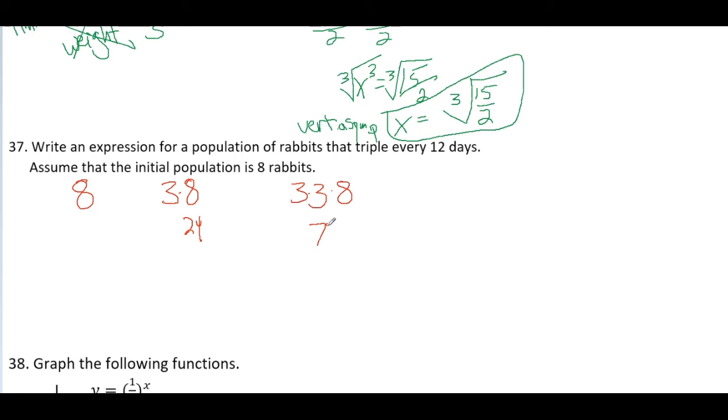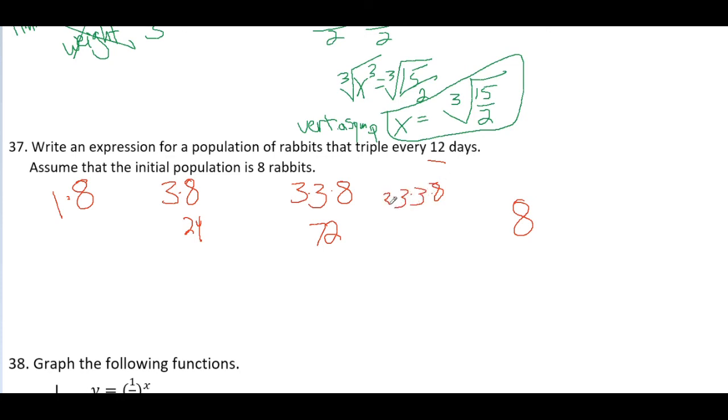Alright, we're all just getting an idea here. But does this happen after the first day? No, this doesn't happen until 12 days into it. It triples every 12 days. So it's going to be 8 rabbits, because it's always 8. First it's 8 times 1, and then it's 8 times 3, and then 8 times 3 times 3, and then 8 times 3 times 3 times 3.